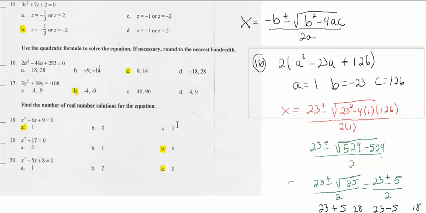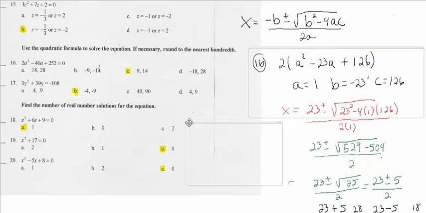Okay, for number 16, the first thing that I did was I took out the 2 because they were all even. Okay, so first thing I did was I took out the 2, so I got a squared minus 23a plus 126. I found out my a, b, and c. I used my quadratic equation and I plugged in all the numbers.